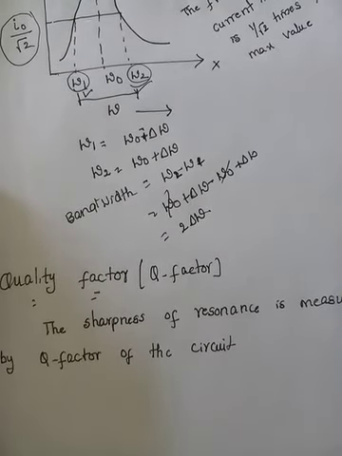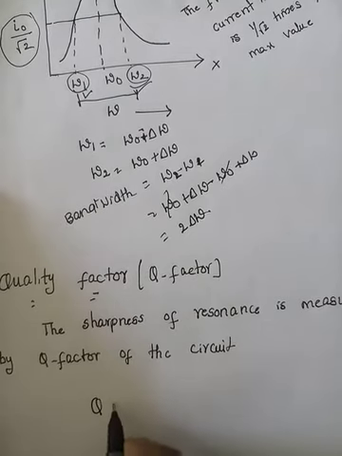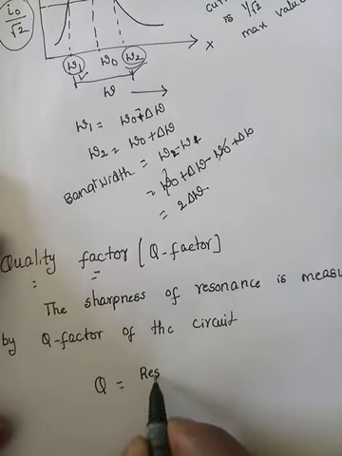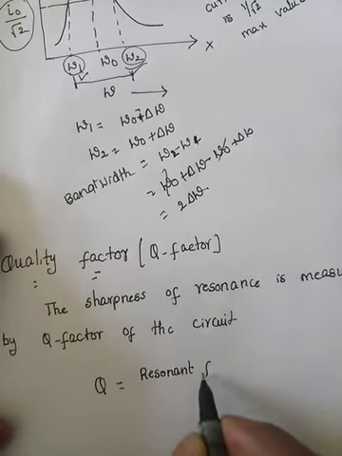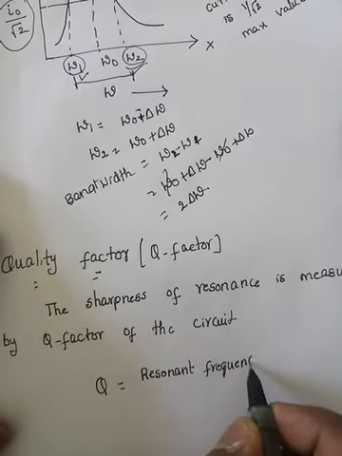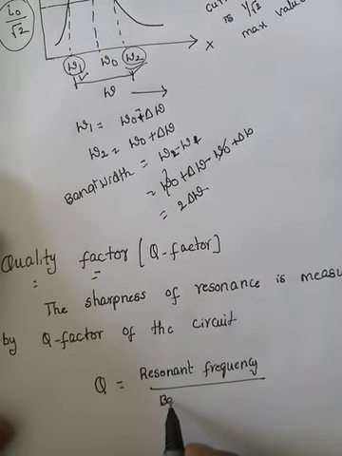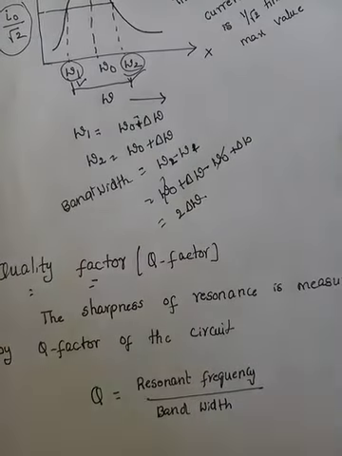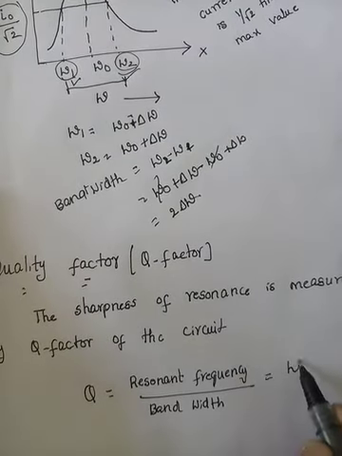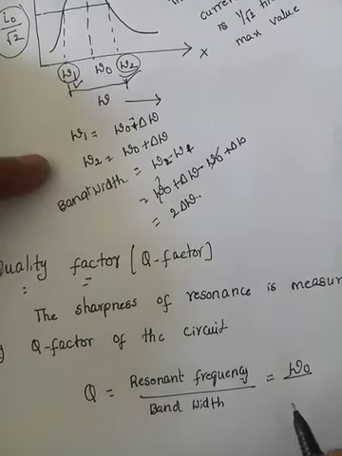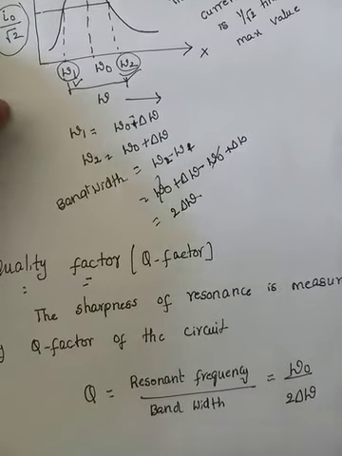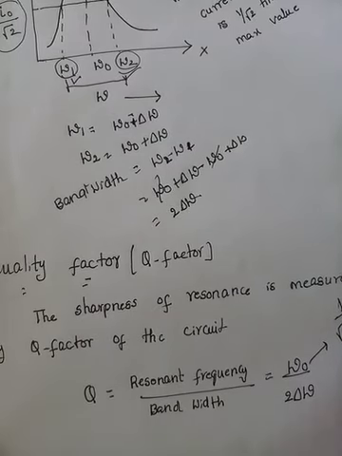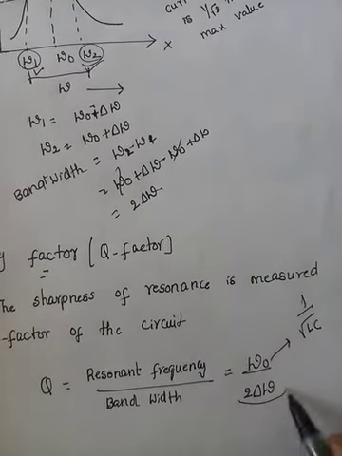So, let us know what the Q factor is. It is defined by a very simple formula: the ratio of resonant frequency to bandwidth. What is resonant frequency? As we know very well, omega naught. Here we calculated the bandwidth. What is bandwidth? 2 delta omega. We already have the expression for omega naught, 1 by root of LC. But we don't know the value of the bandwidth.